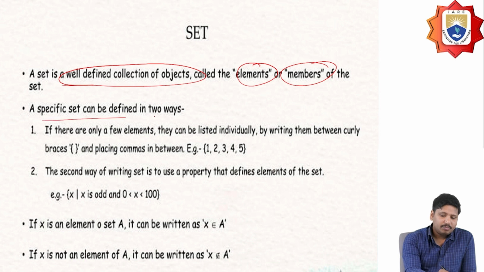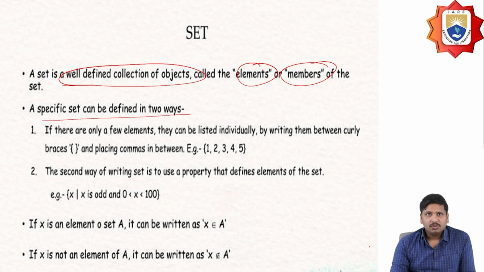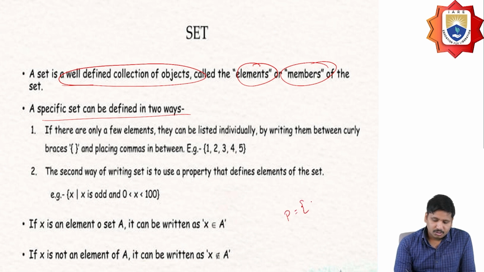Normally, a set can be specified in two ways. If only a few elements are available, they can be listed individually by writing them in curly brackets and placing commas between them. Suppose I write a set of odd numbers: 1, 3, 5, 7, 9. These are called the elements or members of the set. This is one way of writing.